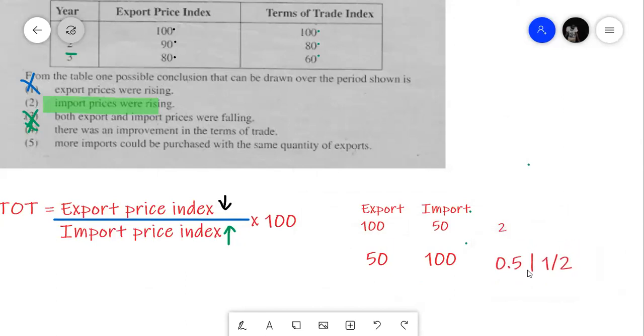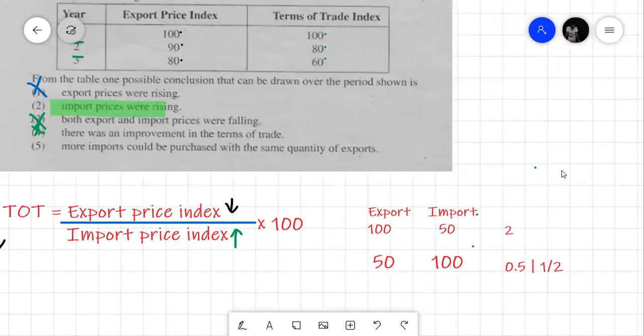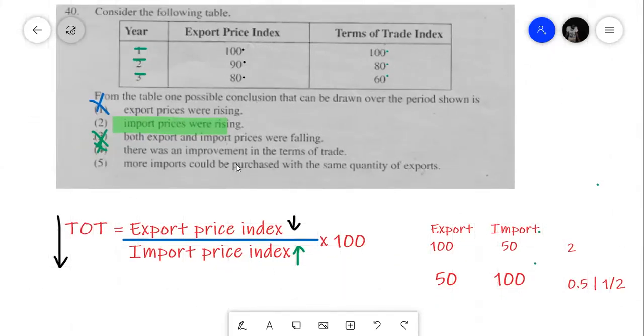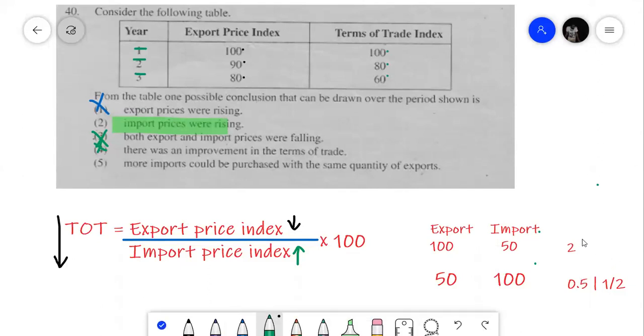So in this context, what are they saying, guys? This is what has happened in years 1, 2, and 3. So, could more imports be purchased? No. When your export price index falls and import price index increases, you can only buy fewer imports. Earlier, you could buy 2 imports, but now you can only buy 0.5 imports. So the amount of imports you can buy has not increased. That is why you can't say more imports is right, and that answer is also cut off.